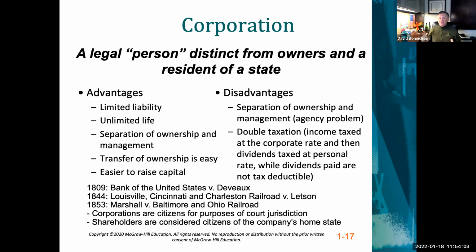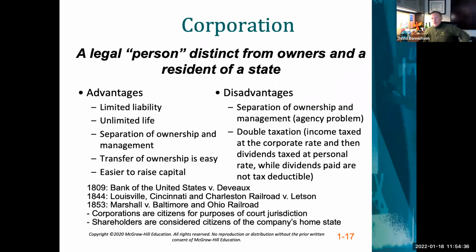They're considered to be citizens, right? And the shareholders within those corporations are considered to be citizens of the company's home state. So if a company is headquartered in North Carolina, right, and for whatever reason the shareholders get sued or the shareholders want to sue the company, then those shareholders, whether you live in Alaska or Hawaii or Texas, they're considered to be citizens of North Carolina for the purposes of court jurisdiction.